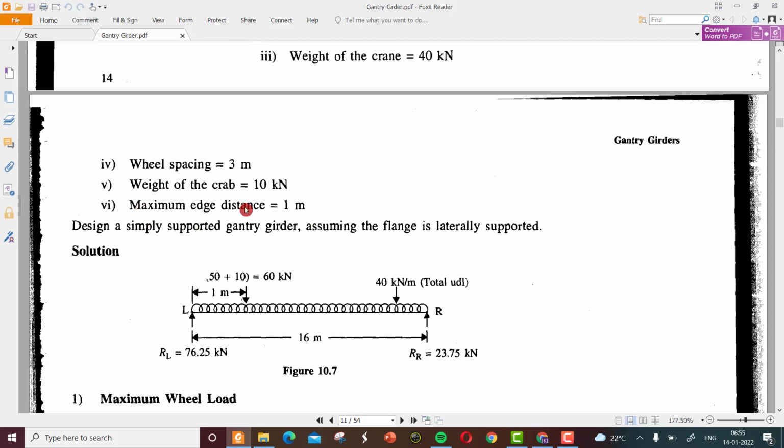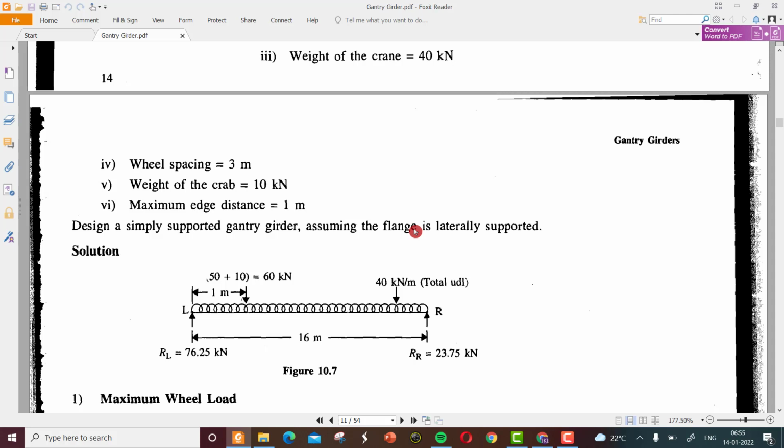Maximum edge distance is 1 meter. That means this LR is the gantry girder, and edge distance 1 meter means the wheelbase can't move to the last 1 meter. It is only moving between these 2 points. Design a simply supported gantry girder, assuming the flanges are laterally supported.